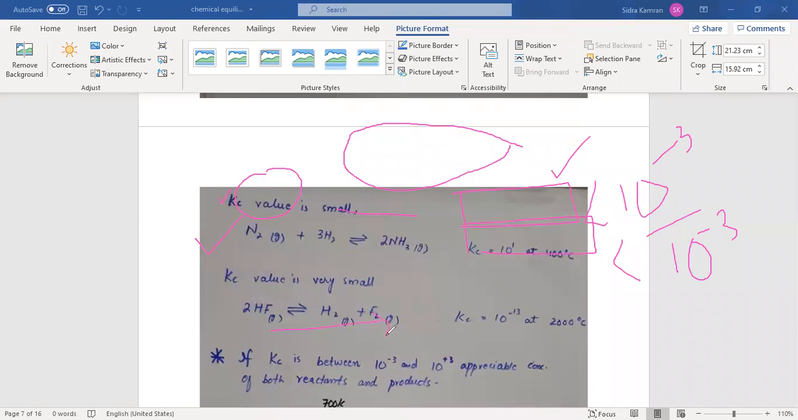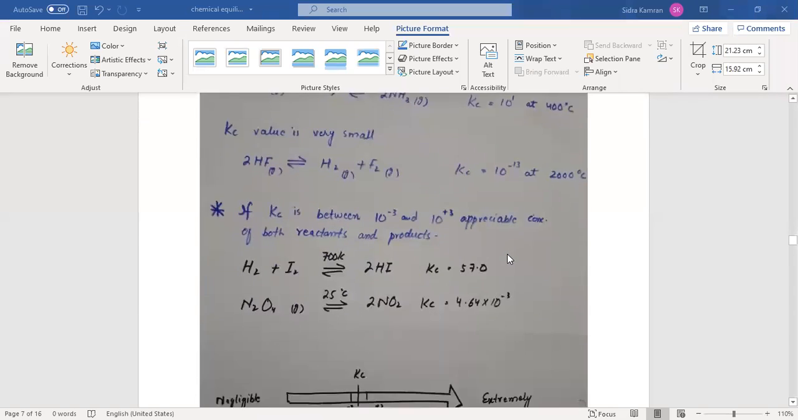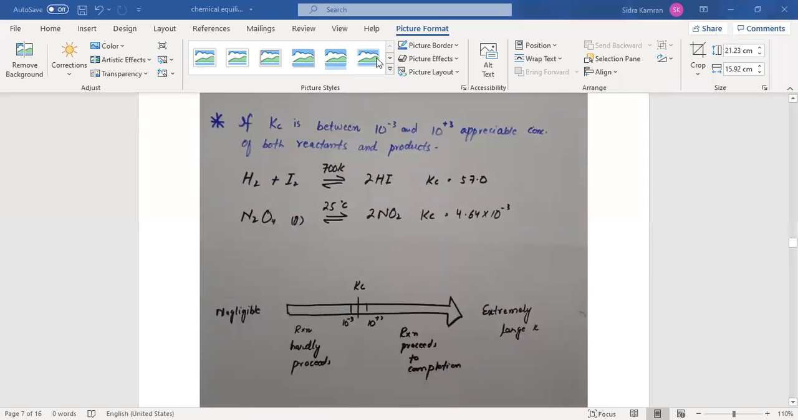This is the side of the forward reaction. So the forward reaction is very less because Kc is very small. In case the Kc is between 10 raised to the power minus 3 and plus 3, then what will happen? This will be the condition in which we are saying equilibrium is approximately established. The concentrations of the reactants and the products are appreciably equal.